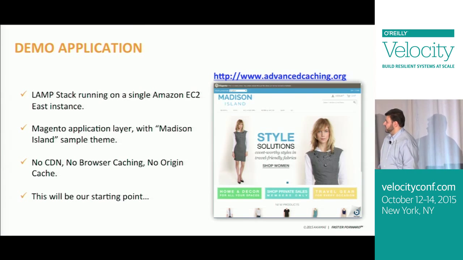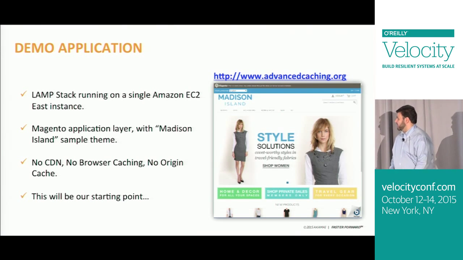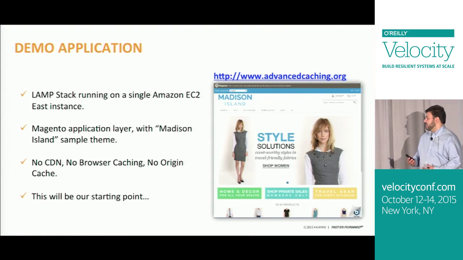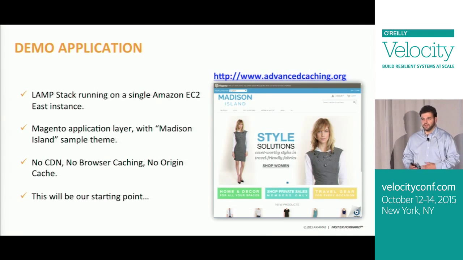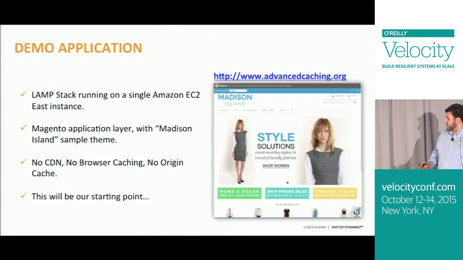So for our demo application, I basically set up a LAMP stack running on a single Amazon EC2 instance. So it's running a Magento application, and there's a Madison Island sample theme that's available for that. So it basically gives us an e-commerce store with some inventory. For the start of this, there's no content delivery network, no browser caching, no origin cache. It's basically just a vanilla install of this app. So really, this is our starting point, and you can browse to that as well.